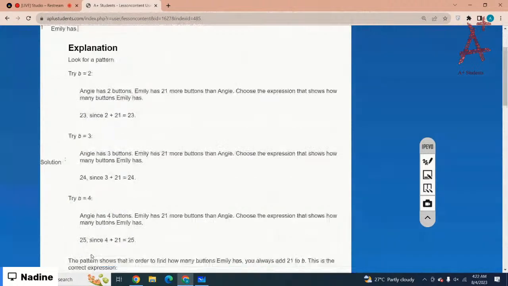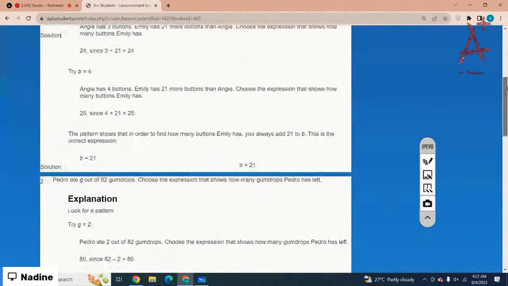Okay, the next one is Pedro ate G out of 82 gumdrops. Choose the expression that shows how many gumdrops Pedro has left. So it is G out of 82, right? So which is the correct option? That means the total is 82 and G out of 82. So it would be 82 minus G.